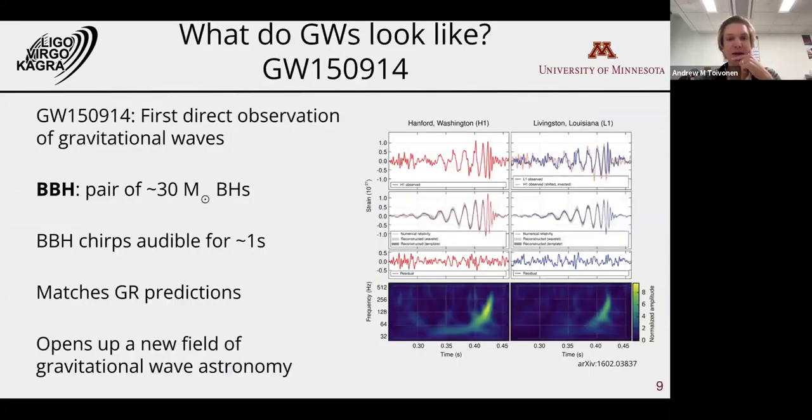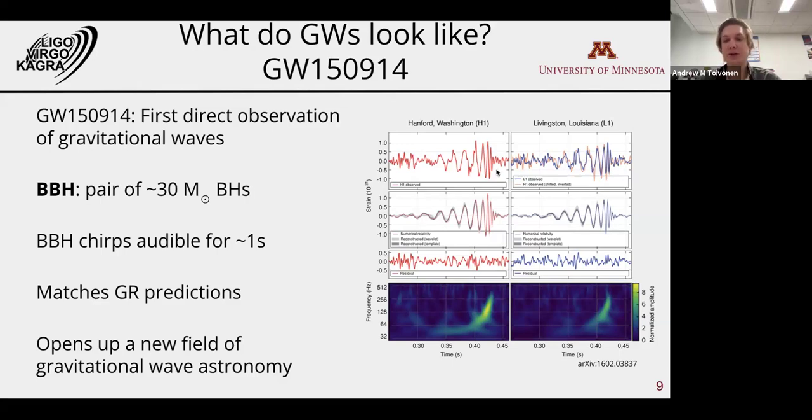So what do gravitational waves actually look like? We're going to be talking about source classification, so we have to make some sort of delimitation between BNS, BBH and NSBH events as well. GW150914 was the first direct observation of gravitational waves. It was a pair of 30 solar mass black holes.